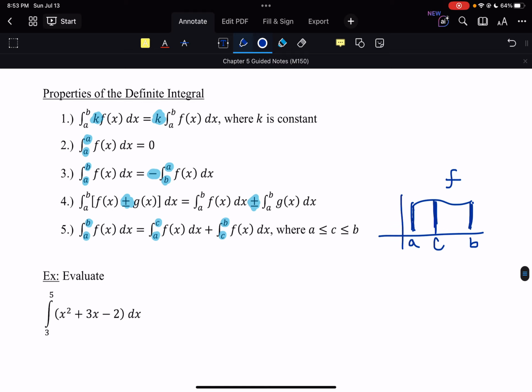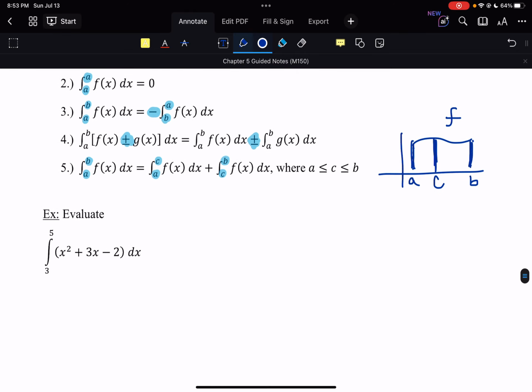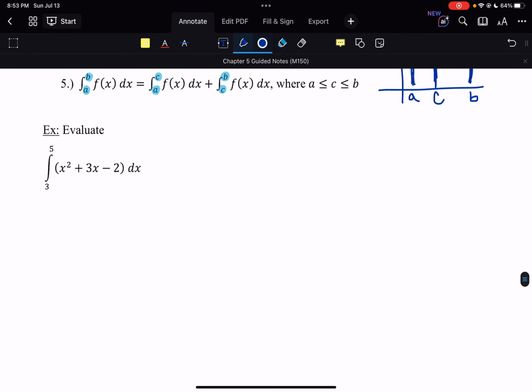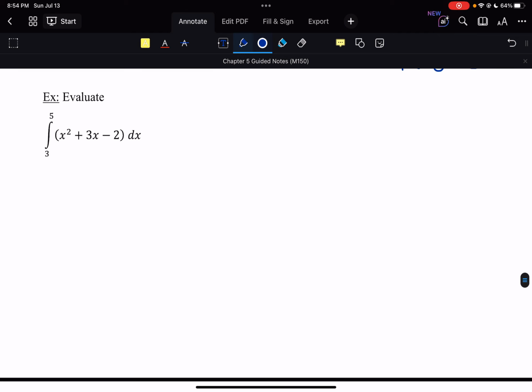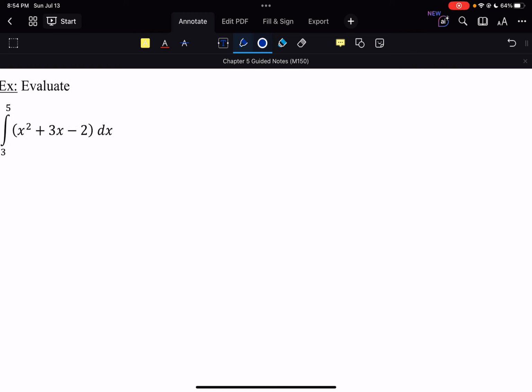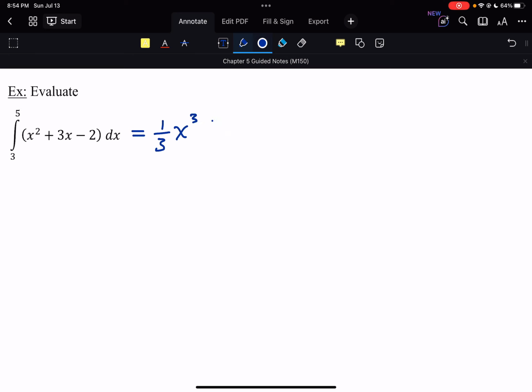So let's take a look at an example. We're going to evaluate this definite integral. The evaluation of an antiderivative does not change. So we're still taking the antiderivative the exact same way, but now we just have a little bit further to go. So let's take the antiderivative. That's going to be 1/3 x cubed plus 3/2 x squared minus 2x.